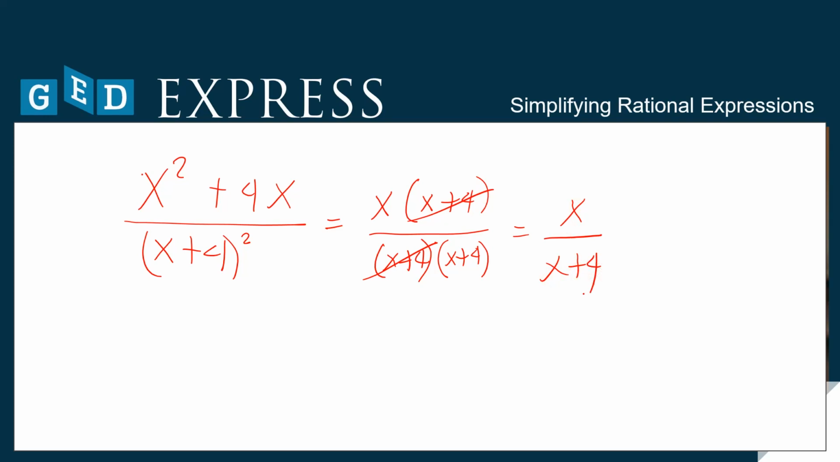It is hard to see what factors the numerator and denominator may share, but factoring the numerator may make it easier to see if there are any shared factors.